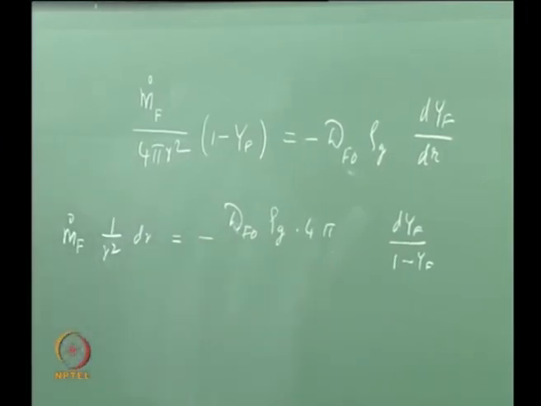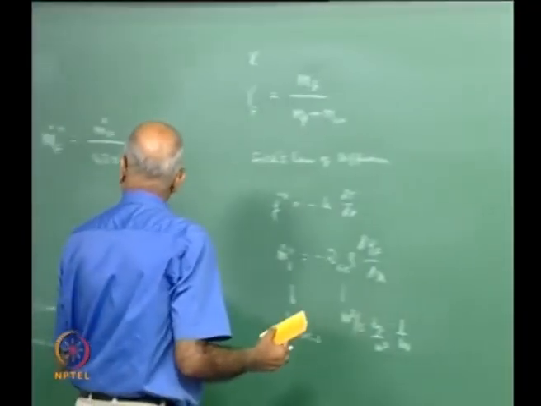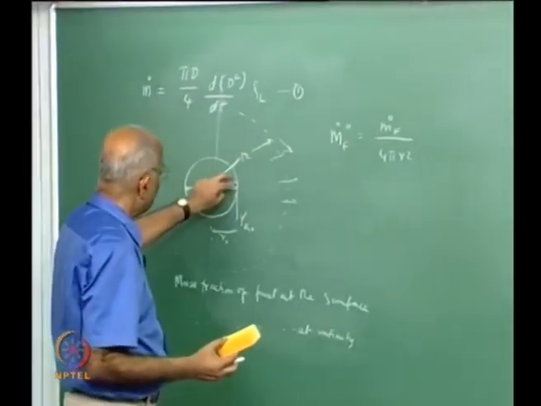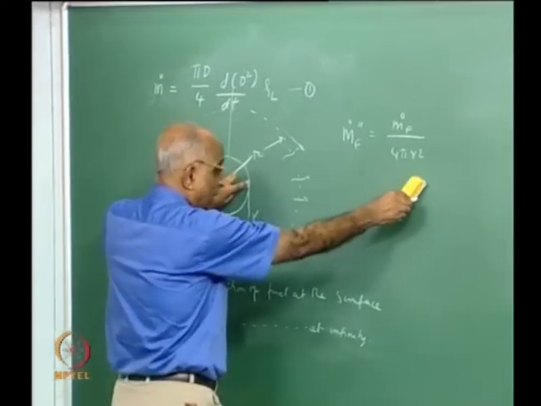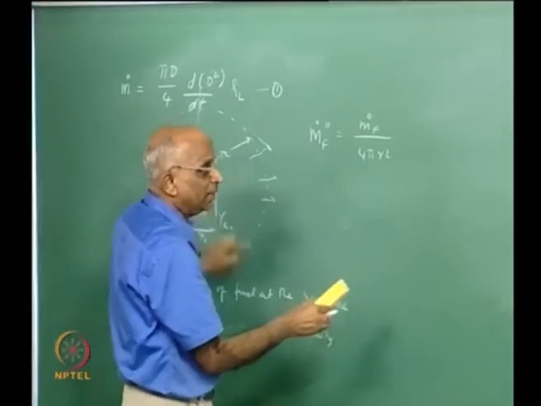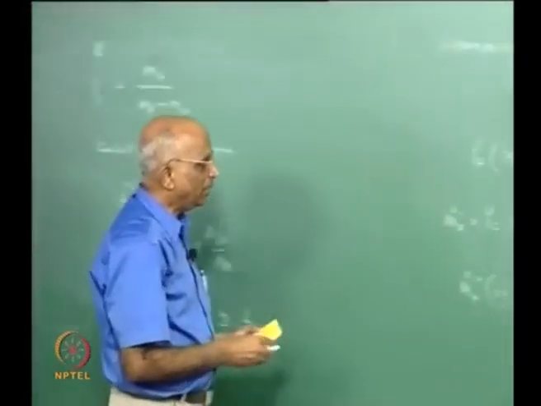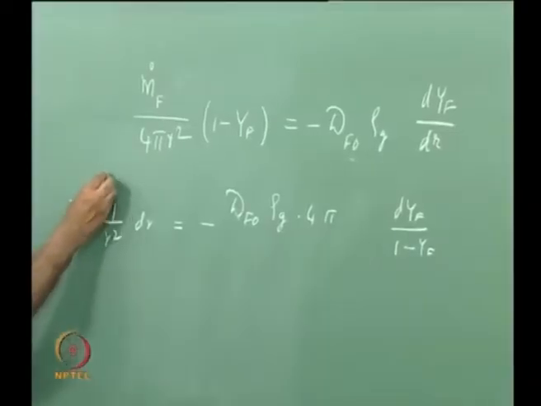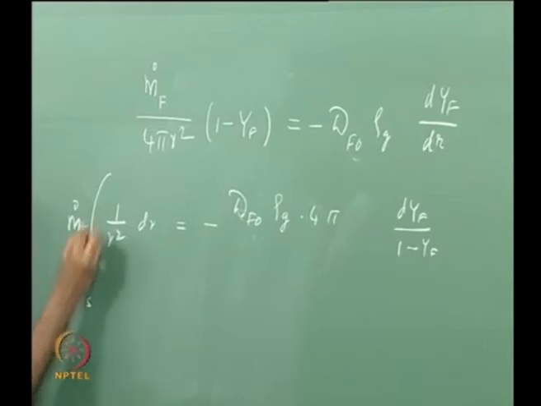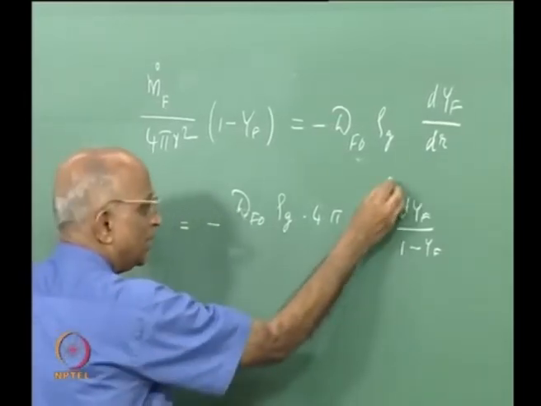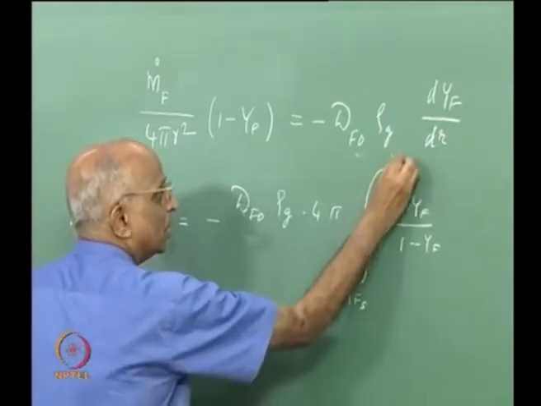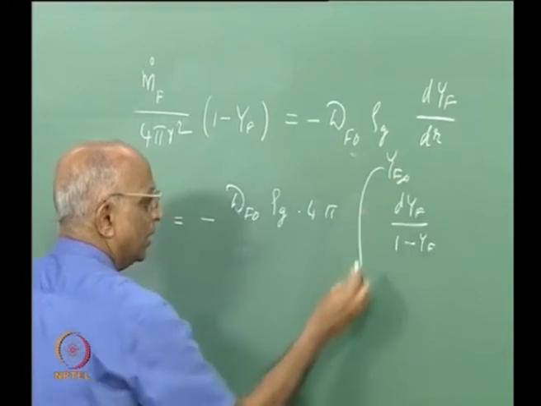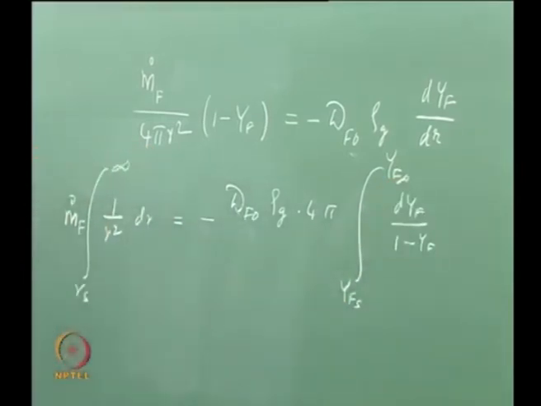What is happening? The droplet changes from the concentration yfs at the surface to yf at infinity, and therefore I integrate this equation between, let us say, the surface of the droplet at rs to infinity. I have the corresponding limits here. I have yf at the surface corresponding to yf at infinity, and this is what should give me the answer.